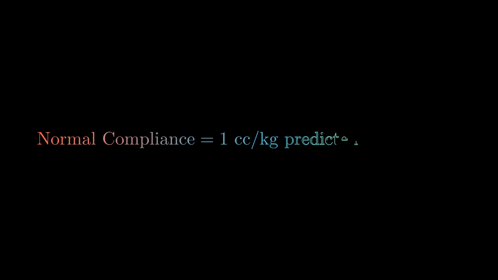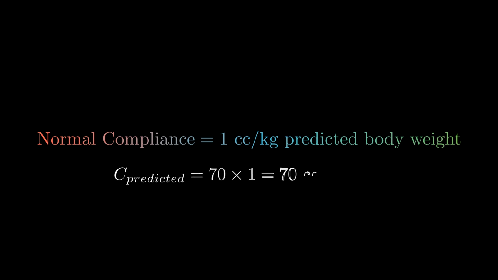Compliance in healthy lungs in the erect position is approximately 1 cubic centimeter per kilogram of predicted body weight. For example, if the predicted body weight is 70 kilograms, the lungs should expand by 70 cubic centimeters for every 1 centimeter of water increase in pressure. In clinical settings, we generally consider anything above 60% of this predicted value to be acceptable.